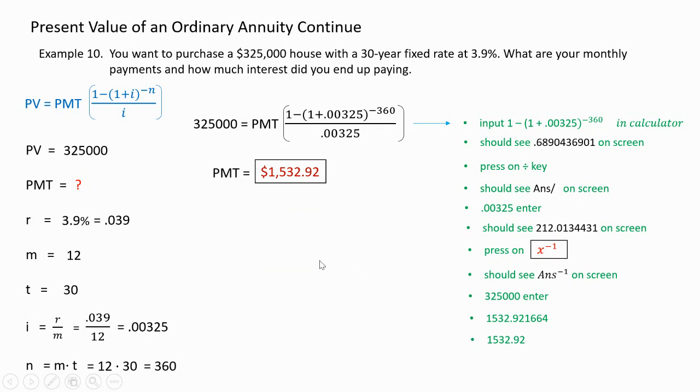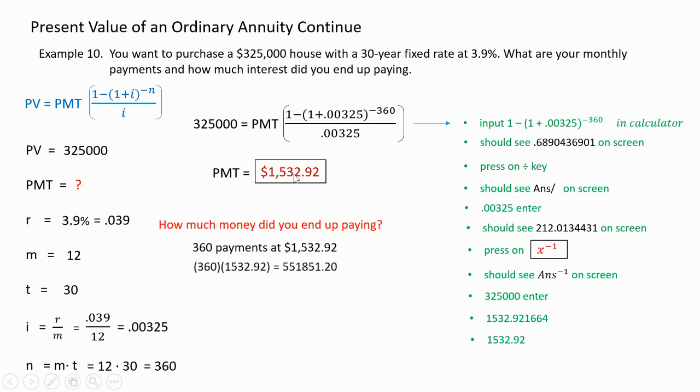So how much money did you end up paying for the house? We know it was worth $325,000, right? That's how much you purchased. But let's find out how much extra money you paid. So we're going to multiply 360 times 1,532.92. So you end up paying $551,851.20. That's a lot of money, right? That you end up paying.